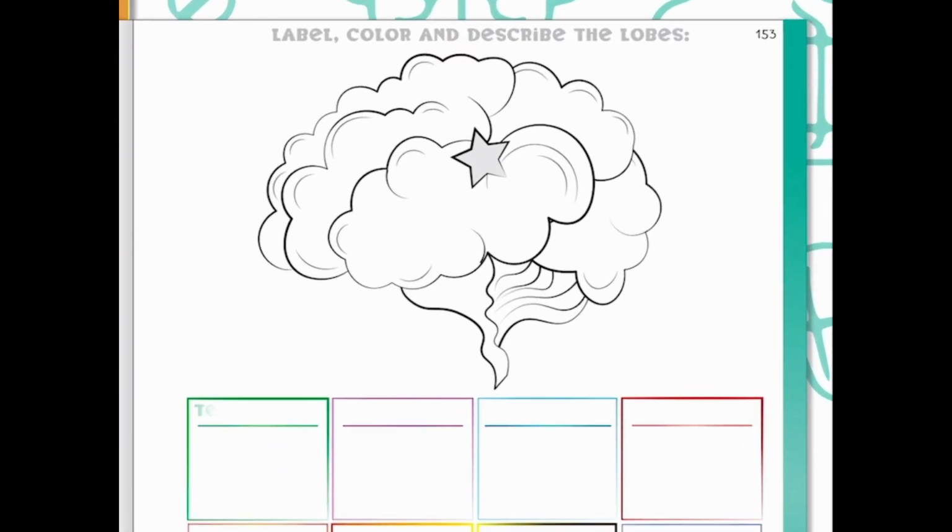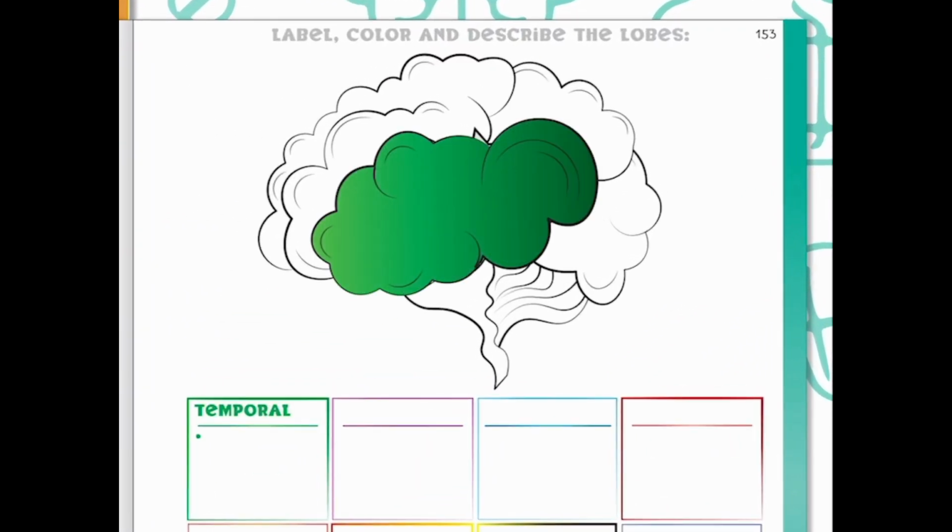First, we want to look at our temporal lobes, and these are involved in processing our auditory information from our ears, such as our speech and hearing, and it plays a key role in forming our memories as well as emotional regulation.